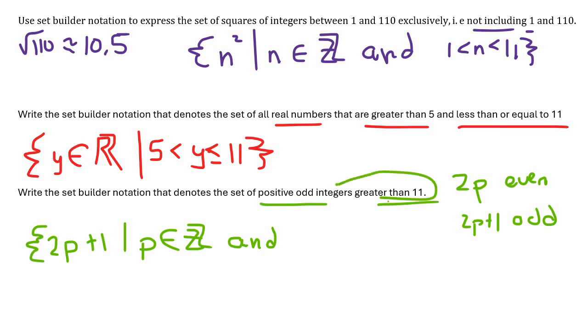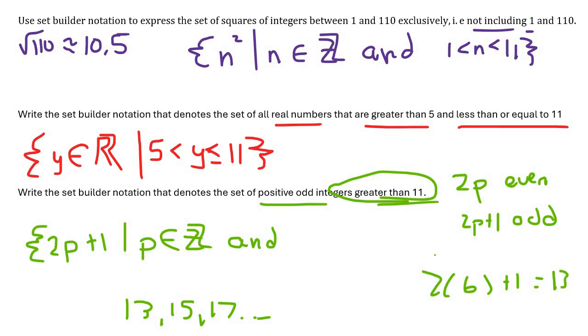And we need to think about the part that's greater than 11. All the odd numbers greater than 11 start with 13. So it'd be 13, 15, 17, dot, dot, dot. So what p would we put in here to make this equal to 13? Well, again, there are 2 ways we could do this. We know that the first one would be 6, since 2 times 6 plus 1 is 13. So we could say that p is greater than 5 to close this out. Or we could say that p is greater than or equal to 6. Either one of those would be perfectly acceptable and fine.